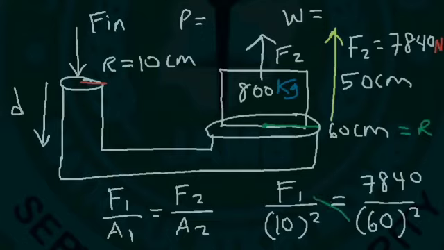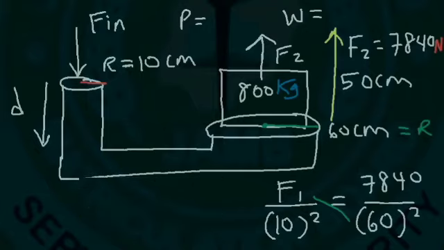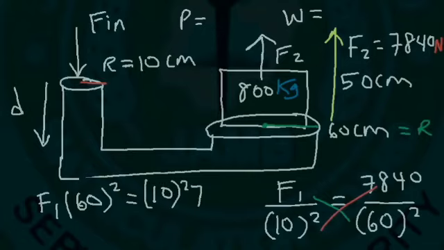So F1 times 60 squared is equal to 10 squared times 7840. 10 squared is 100 times 7840. That's 784,000 divided by 60 squared. And so F1, or the input force, is 217.8 newtons.